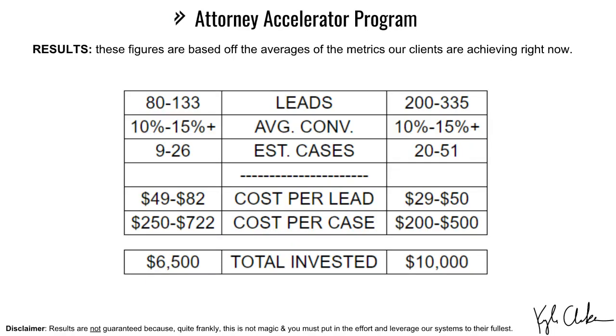These figures are based off the averages that our clients are enjoying right now across the country in huge and fiercely competitive markets. In these markets, if you were to look up the cost per click on Google AdWords, they would be anywhere north of $200 for the keyword car accident attorney or personal injury lawyer. Where it says average conversion, that is the percentage of the time that a lead turns into a new client.